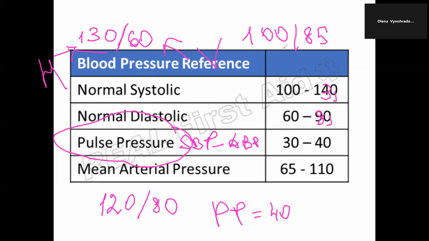You see what is here? Also 100 could be fine, 85 is normal, but again, such a small difference. Pulse pressure here, how much? 15. It's so small. Usually this happens because of vasoconstriction or vasospasm.